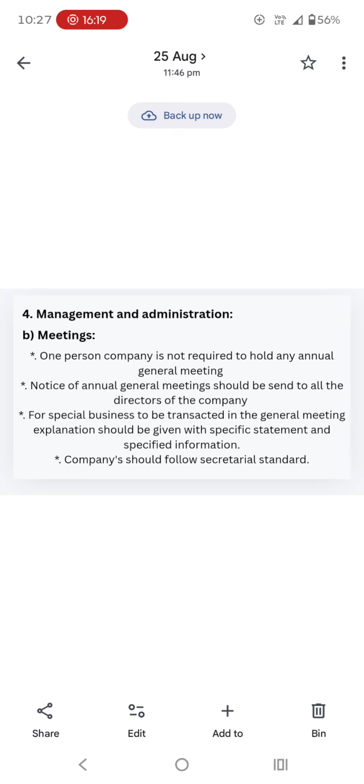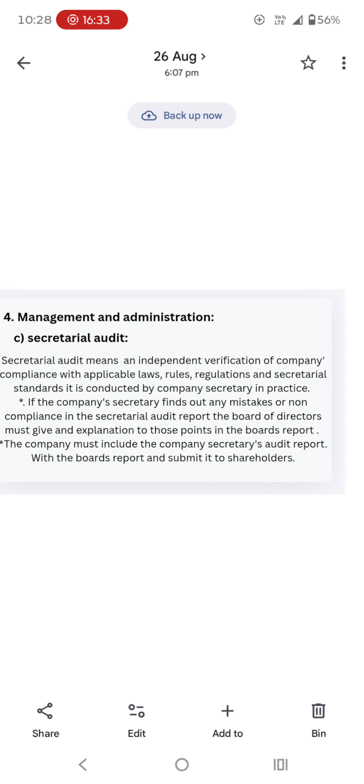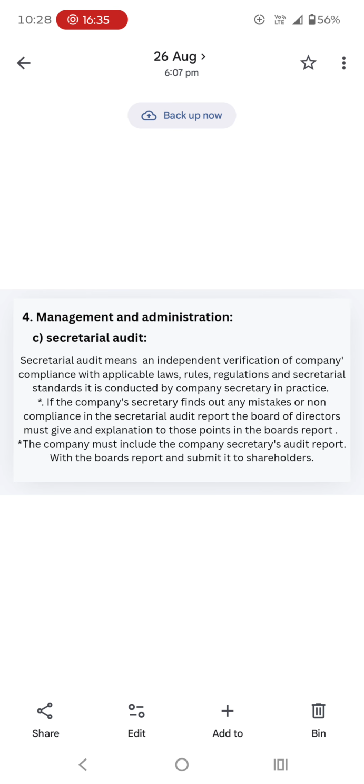And next point is the company should follow secretarial standard. Obviously the company secretary has their standards, and the company should follow them. Next is under management and administration. Third point is secretarial audit.